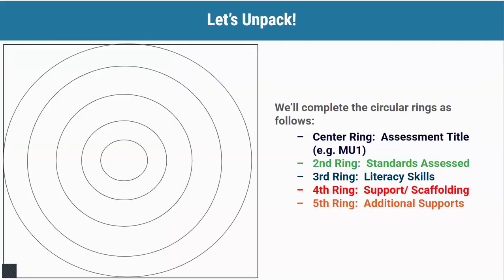Again, the first ring, we want to go ahead and put the title, which is that mid-unit one assessment. In the second ring, we're going to go ahead and start plotting out those standards. So RL 6.1, RL 6.4, RL 6.6, RL 6.10, RL 6.4A, L 6.4C, L 6.5. I think there might be a couple of others that are mentioned in your assessment overview, so make sure that you capture those as well. But for the sake of space here, these are the ones that I have captured.